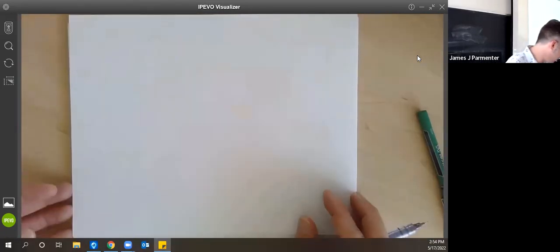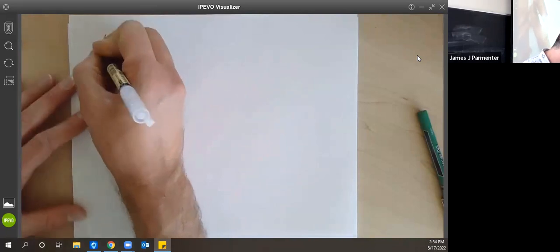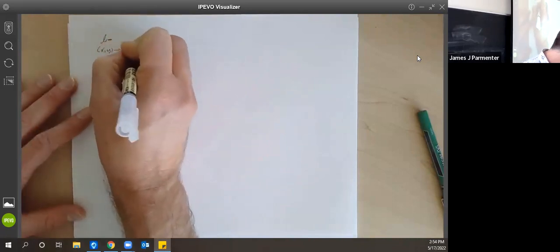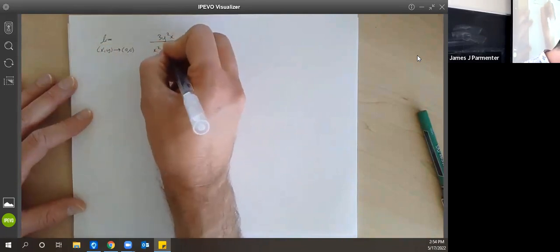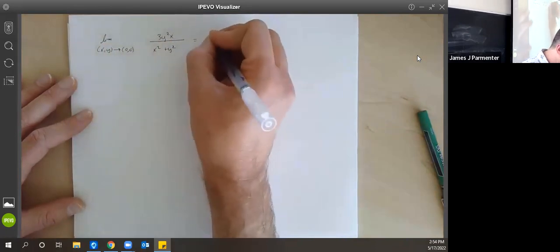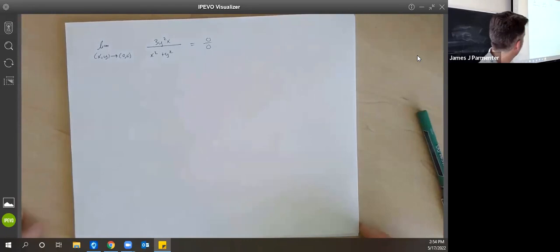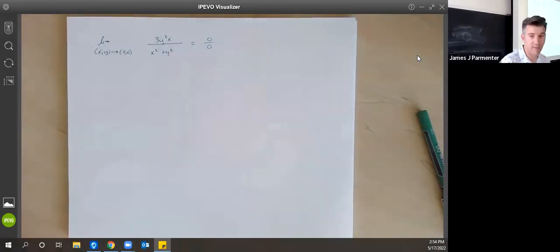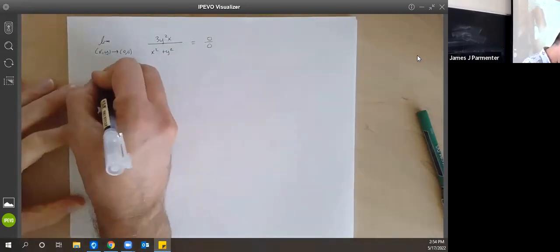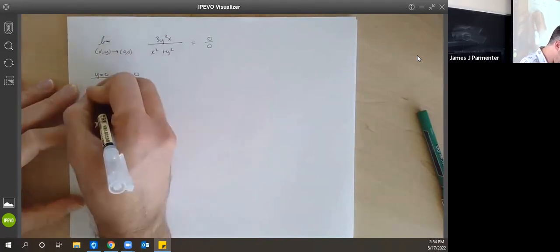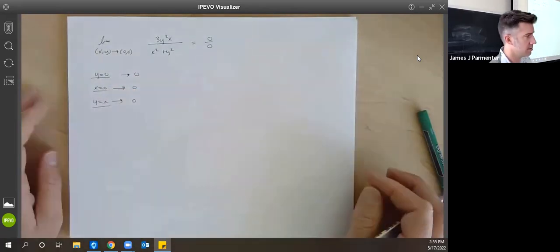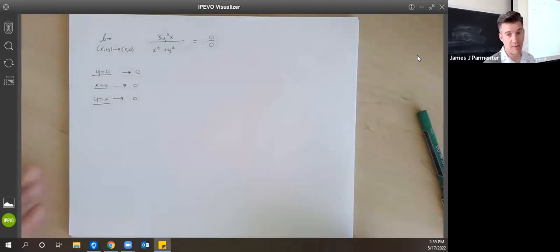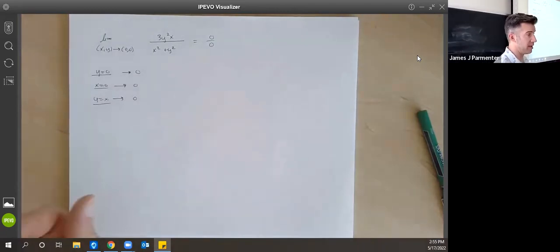I'm going to do it two ways that are not here. So let's say the limit as (x,y) approaches (0,0) of 3y squared x over x squared plus y squared. I will point out that this is a 0 over 0 type. If you pick a bunch of different paths, you're going to get 0 every time. If you pick y equal to 0, you're going to get 0. If you pick x equal to 0, you're going to get 0. If you pick y equal to x, you're going to get 0. You can check that on your own.